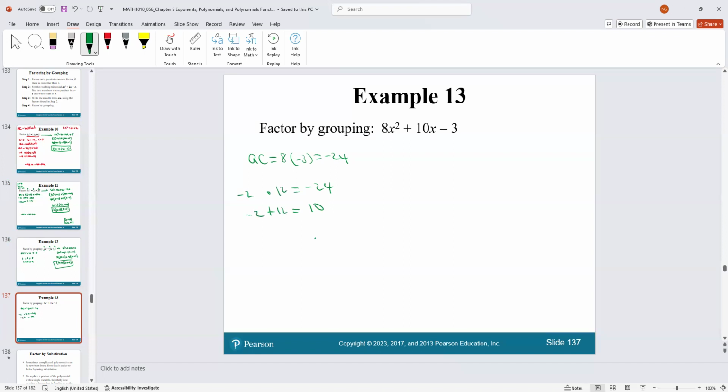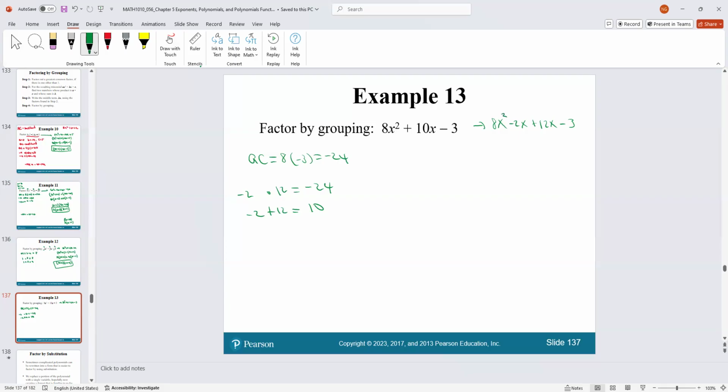-2 plus 12. Now we can rewrite this one as 8x squared minus 2x plus 12x minus 3. Remember, -2x plus 12x is positive 10x. Now let's factor any two. You know you cannot put 8x squared with -3 because there's nothing in common.